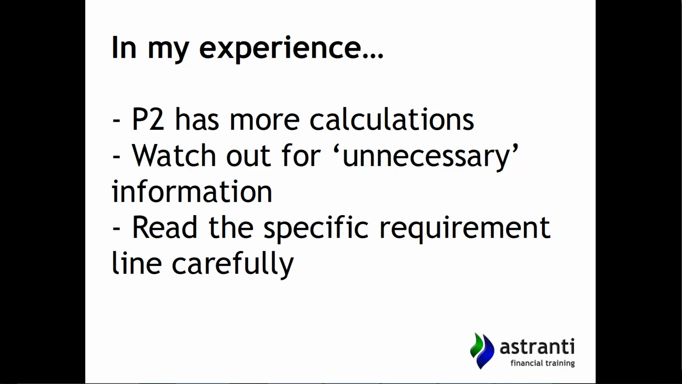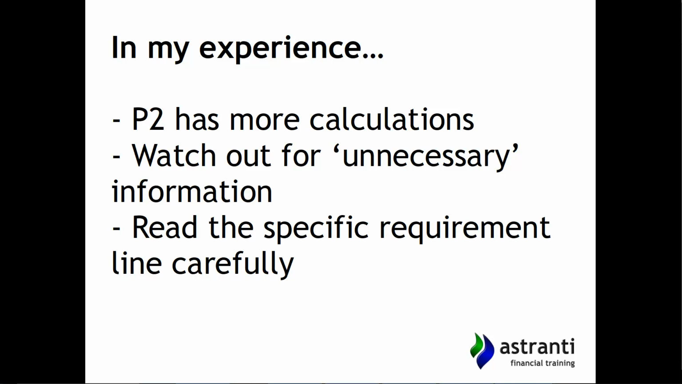But also, you must watch out for unnecessary information. A question might have a lot of figures in it, and you might be thinking that you need to use all those figures. Whereas actually there might be subtle hints that suggest you don't need to use a particular figure, or it could be that there are figures that have been thrown in and are not relevant to the calculation whatsoever.